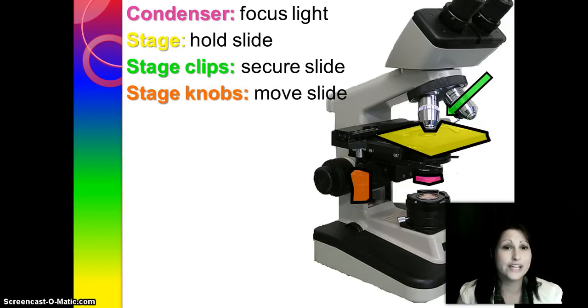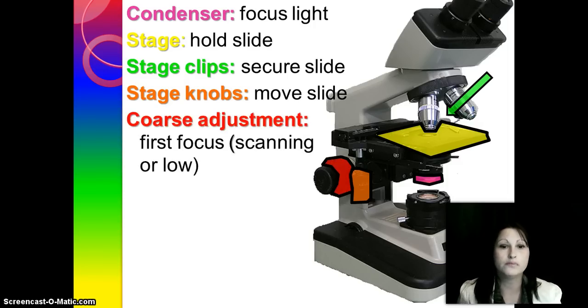Next, you have your stage knobs, and the stage knobs are really convenient so that once your slide is on your stage, you don't have to touch it ever again. You just move the stage knobs, which will move the stage back and forth and left and right to allow you to see the slide in your field of view.